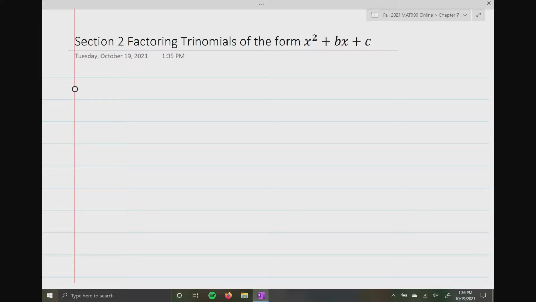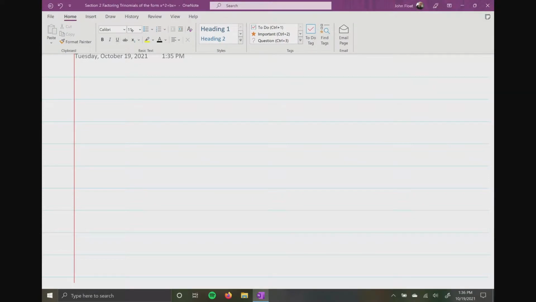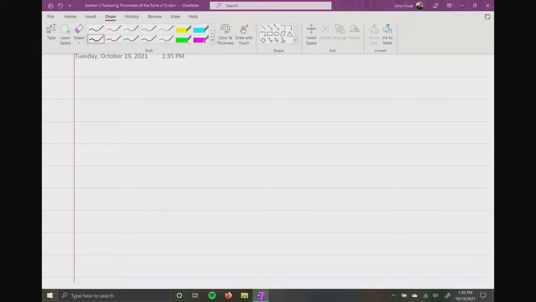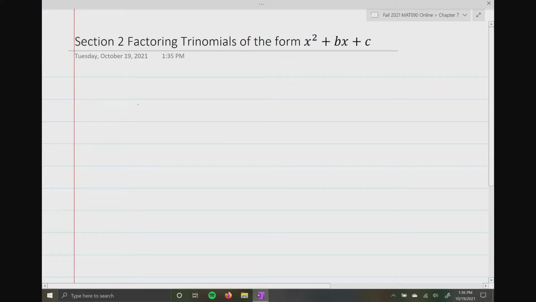Let me write this out again because I really want to drive home this form that we have. So what we're looking at is x squared plus bx plus c. In other words, the coefficient of the x squared term will always be the number 1, okay? So a long time ago, actually back in chapter 6, I had you do an example like this.